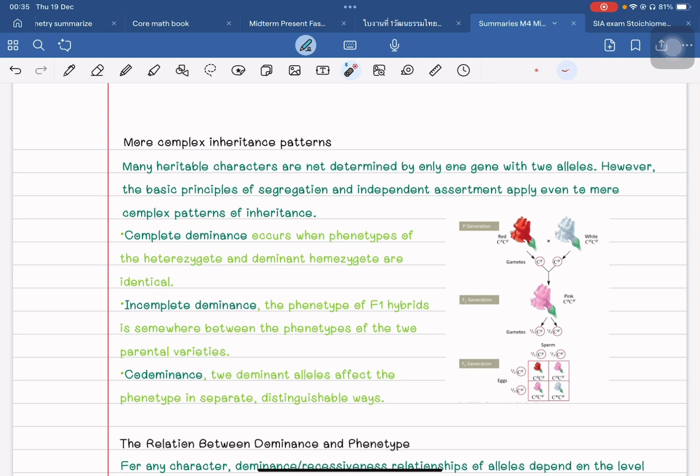Next one is incomplete dominance. The phenotype of the F1 hybrid is somewhere between the phenotypes of the two parents, while in codominance, both alleles affect the phenotype in separate, distinguishable ways.